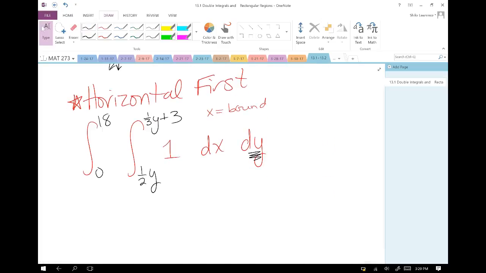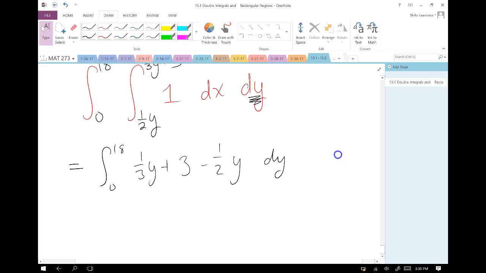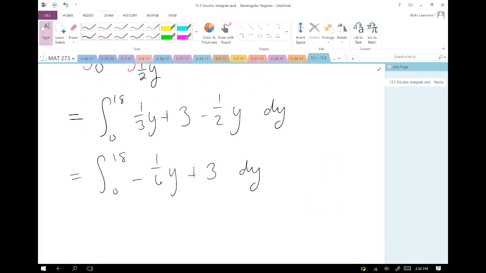So now if we actually want to calculate it, the antiderivative for 1 with respect to x is just x. And then we'll do top minus bottom. We're just plugging those in. So this just ends up 0 to 18 of 1/3 y plus 3 minus 1/2 y dy, which is negative 1/6 y. And then negative 1/12 y squared plus 3y.